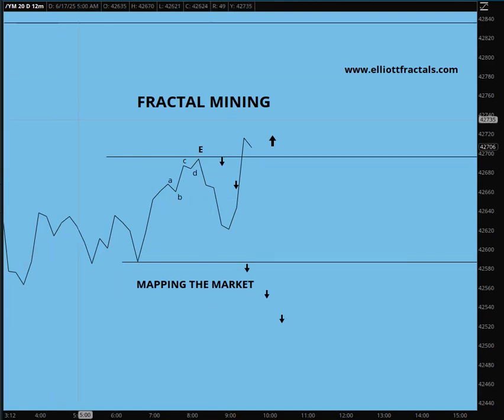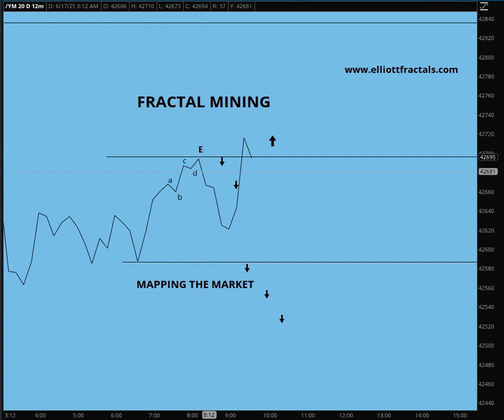Today we have a good example of how to map the market turns. At times the fractal going up or down will offer a dip or a big rally. Now on the 12-minute time frame here, we have a typical decaying fractal top. That's a D. It broke.